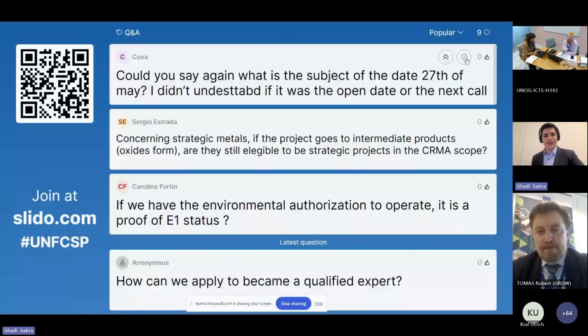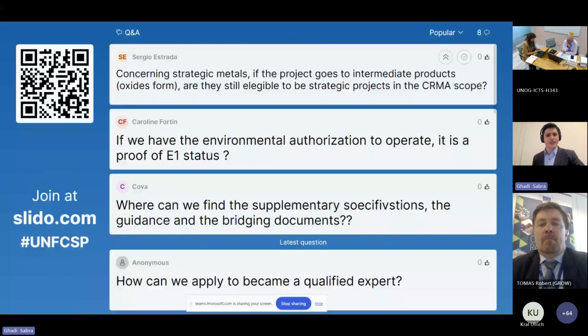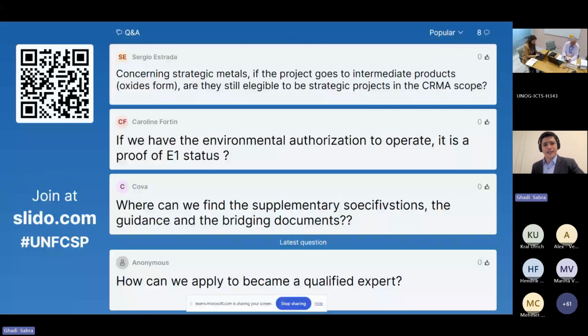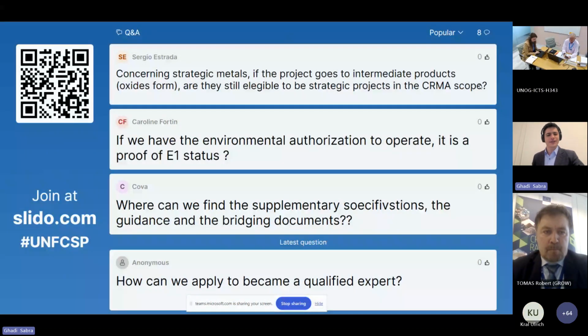Okay, thank you, Robert. Moving on to the next one concerning strategic metals. If the project goes to intermediate products, so oxides forms, are they still eligible to be strategic projects in the CRMA scope? I believe also this is for Robert. Please refrain from asking questions that are not UNFC related.